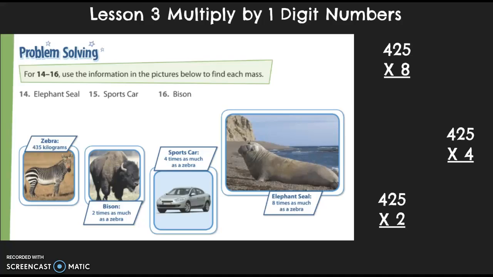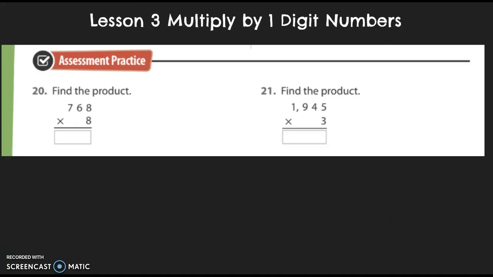This on the next page. I just want to go to the assessment. So do these two. And then come back and see what you get.